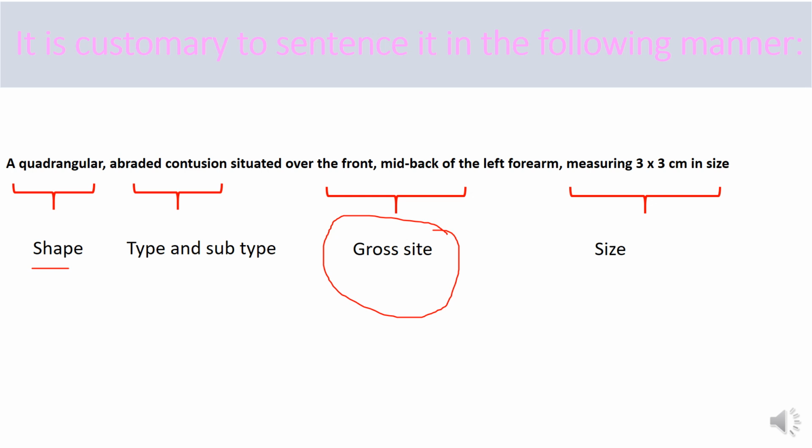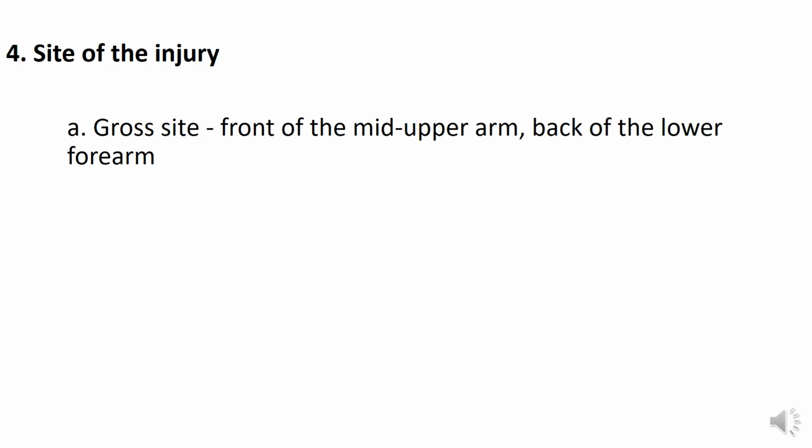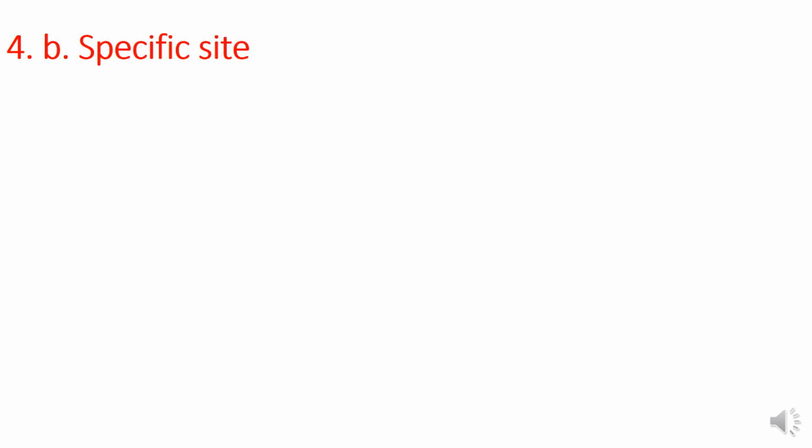Right. So now we have reached one of the most important aspects. What about the specific site? I have mentioned the gross site. Now, where is the specific site? Right. So now the gross site is obvious. For the specific site, how do we describe it?